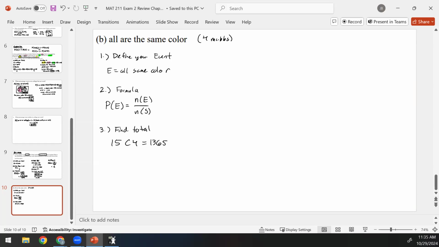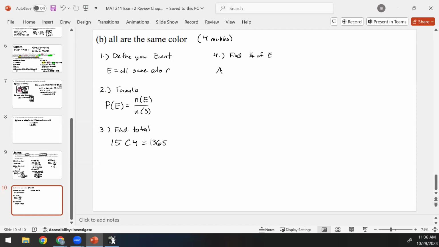Okay. And so for this one, step 4, let's write it up here, is to find E. So you're going to find the number of E. So here's the thing. If you draw all red marbles, you also can't draw blue marbles, right? If you draw all blue marbles, you can't draw red or green, right? So these are all exclusive events. So we're going to add them together.